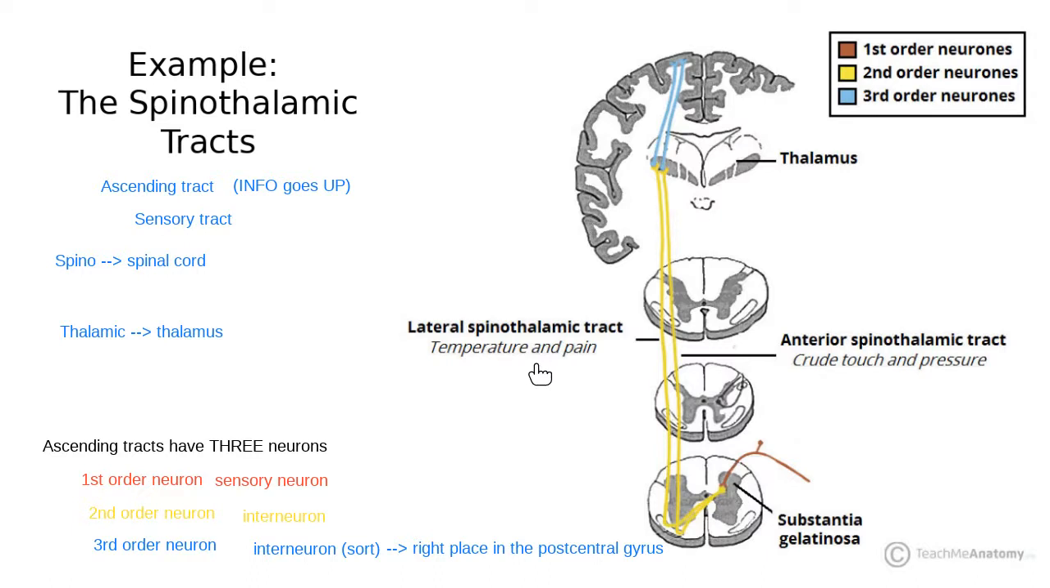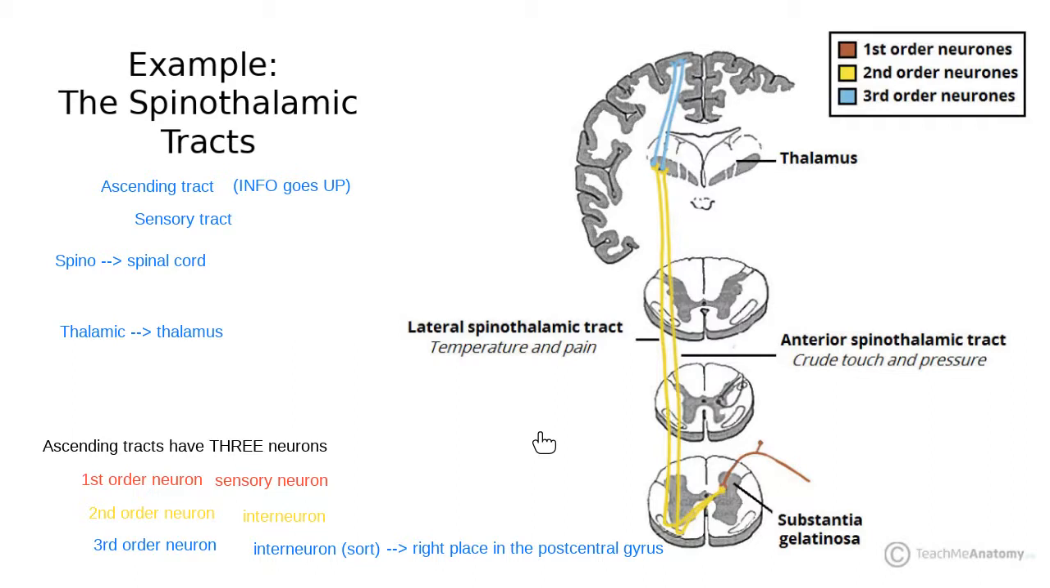But regardless of which of these tracts I'm traveling in, this second order neuron is always found in the spinal cord, in that white matter of the spinal cord, going all the way up to the thalamus, where it's going to synapse with the third order neuron. Before I move on to the next tract, do we have any questions about the spinothalamic tract?